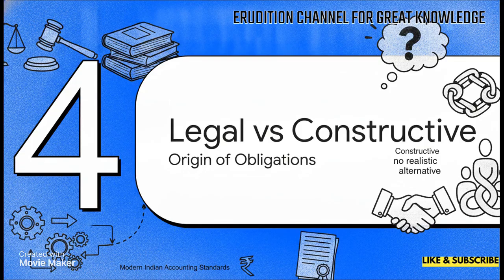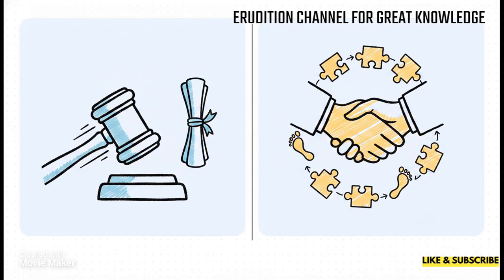Section 4. Legal versus constructive obligations. Where exactly do these obligations come from? So obligations essentially come in two distinct flavors. First, we have the legal obligation. This one is rigid and formal. It derives straight from a contract, whether explicit or implicit, or from legislation and other operations of law. Break this, and there are direct legal consequences.